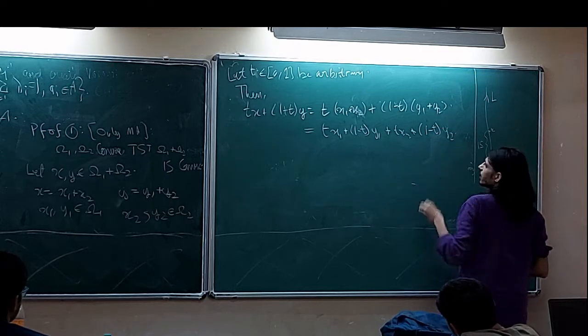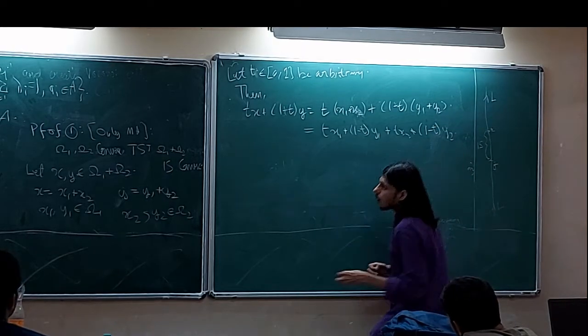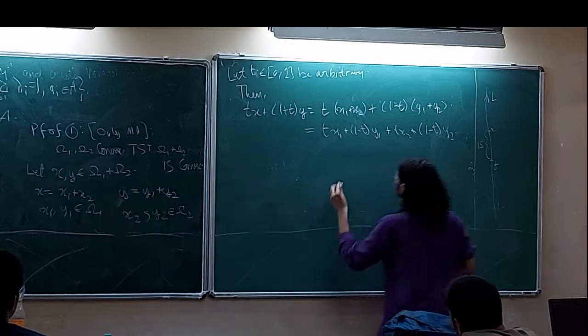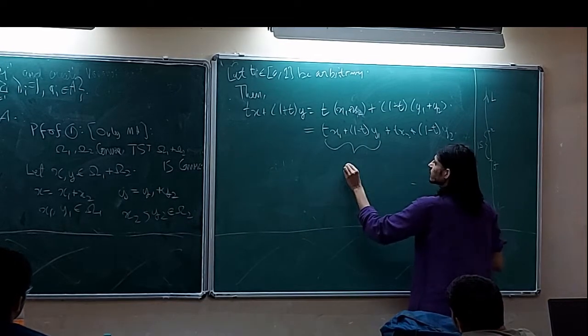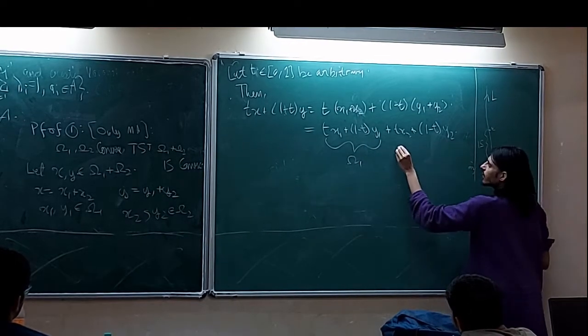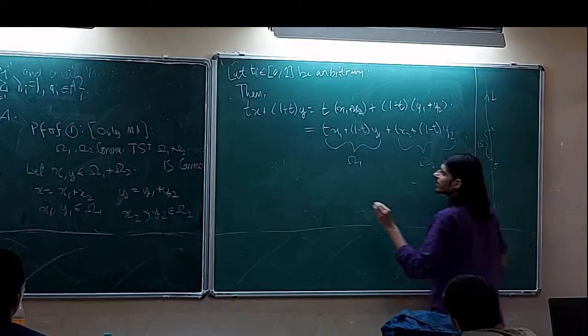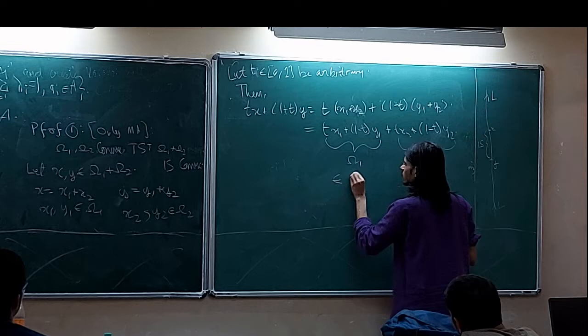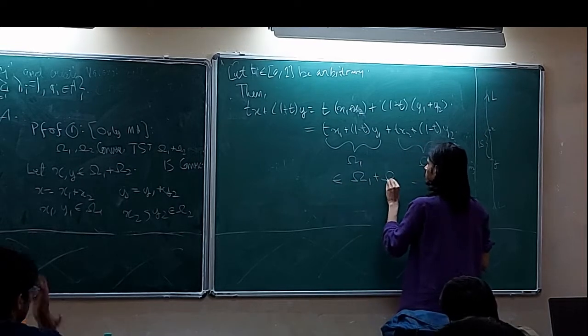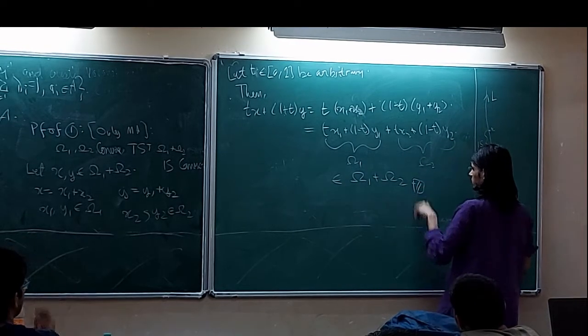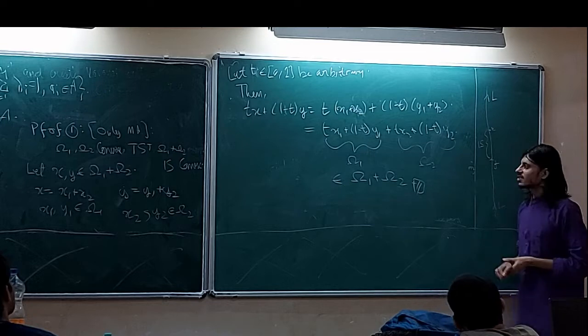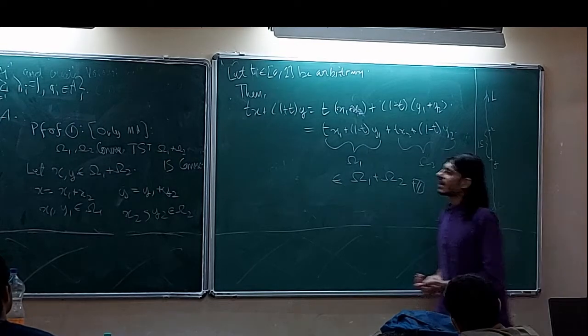Now, because omega 1 is convex, this first component belongs in omega 1. And because omega 2 is convex, this second component belongs in omega 2. Consequently, this point belongs in omega 1 times omega 2. Okay. So very easy proof, as you can see. And to be fair, the rest are quite easy.